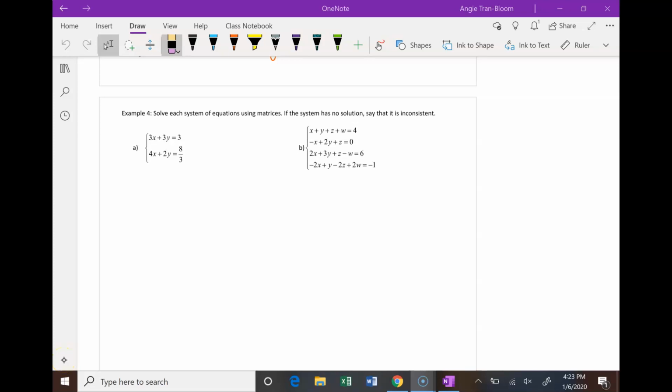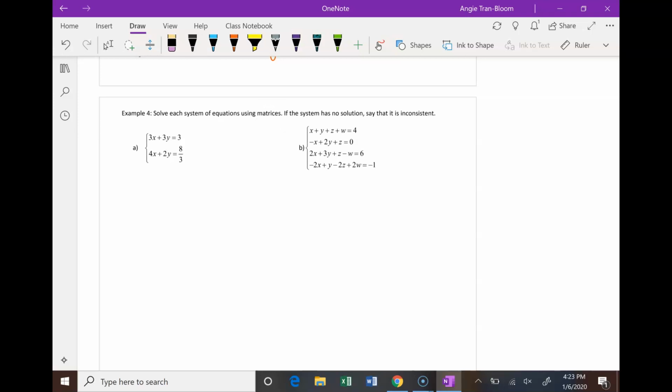Hey guys, all right. So this is example 4 from 11-2. Solve each system of equations using matrices. So that means you have to use matrices, okay? No ifs, ands, or buts about this. If the system has no solution, say it is inconsistent.